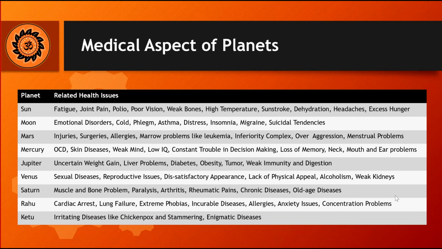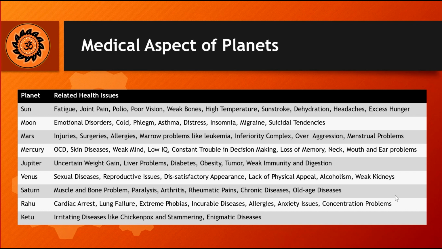Now coming to Saturn, muscle and bone problems. We covered that the area that is covered by Saturn is muscle, and old age diseases, chronic diseases. This we had discussed earlier also. So arthritis, paralysis, all of these kind of problems are related to Saturn.